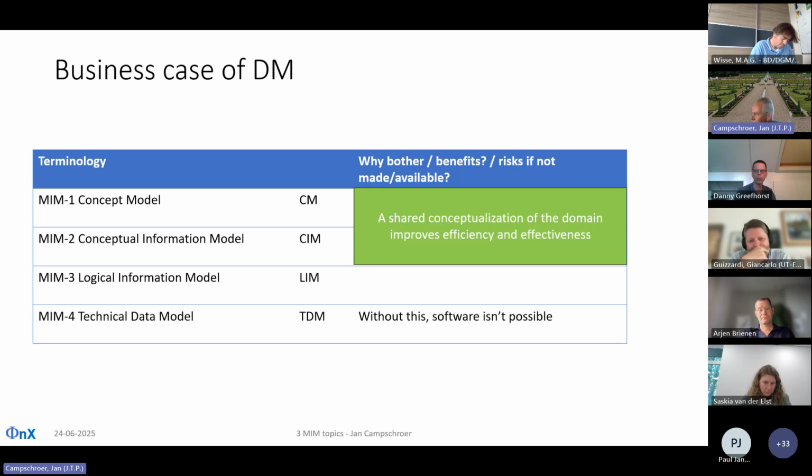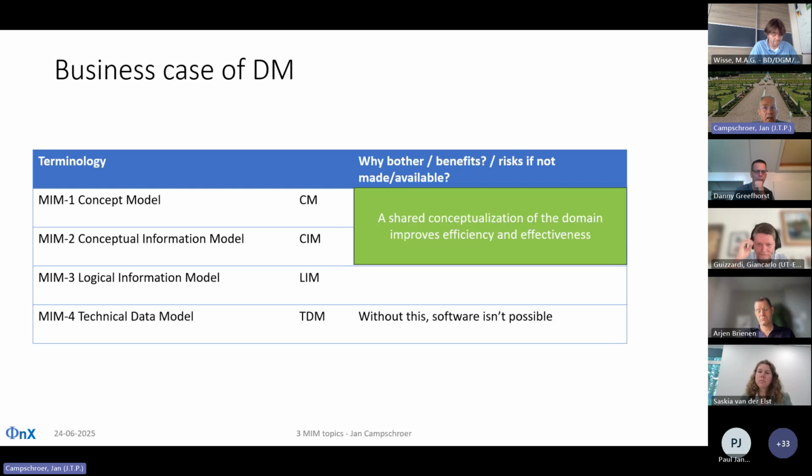Je zou kunnen zeggen, de eerste 2, en dat heeft Giancarlo net ook al gezegd: het is belangrijk dat degenen die aan de software gaan werken, aan de IT daarvan, een gedeelde conceptualisatie hebben van dat domein. Dat ze eenzelfde begrip krijgen van dat domein, zonder gehinderd te worden door hoe dat technisch in elkaar zit. Die techniek komt later, die is eigenlijk niet relevant. Dat je die gemeenschappelijke conceptualisatie hebt, wordt niet algemeen zo gevoeld.